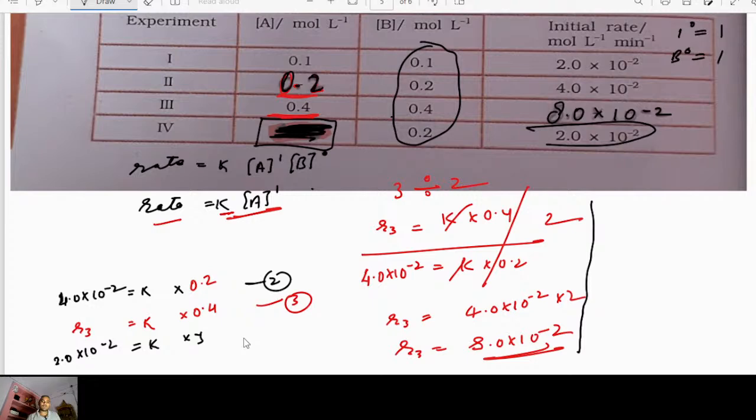Now this is equation 4. And here you know the R3 value, how much you got, student? This one you got as the R3 value. So you replace the R3 expression with the R3 value. So here we are changing this value, 8.0 into 10 power minus 2. Now from these two values you can easily calculate the value of Y. Here you can get the concentration. So let us try to do it.